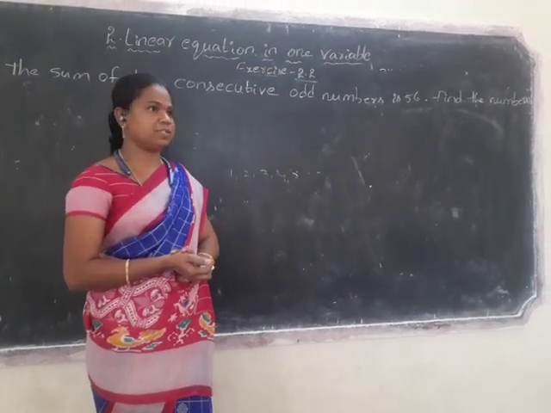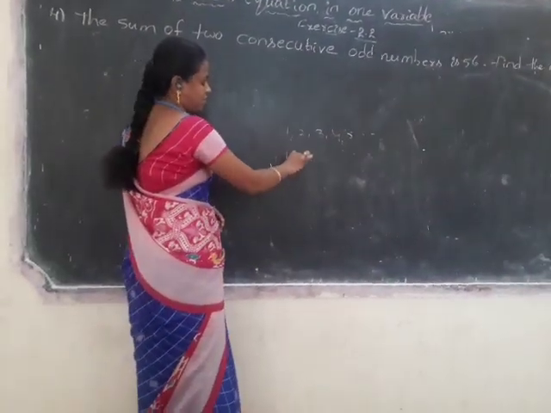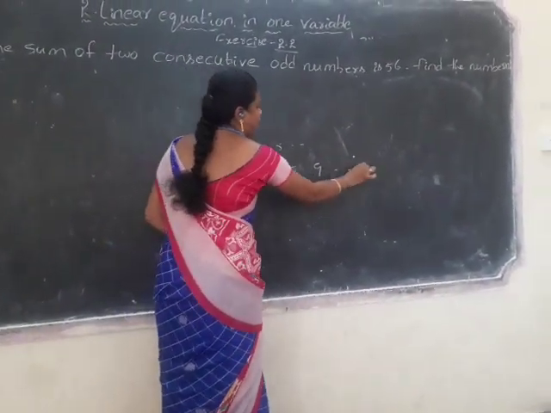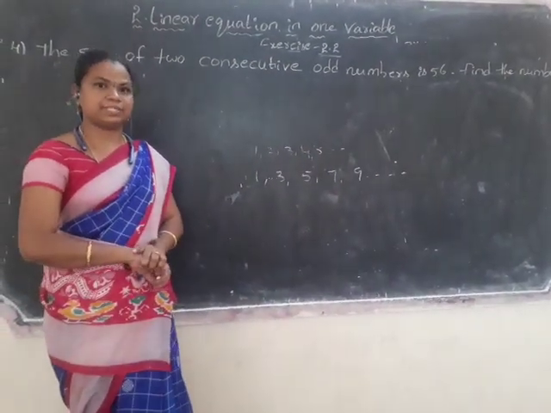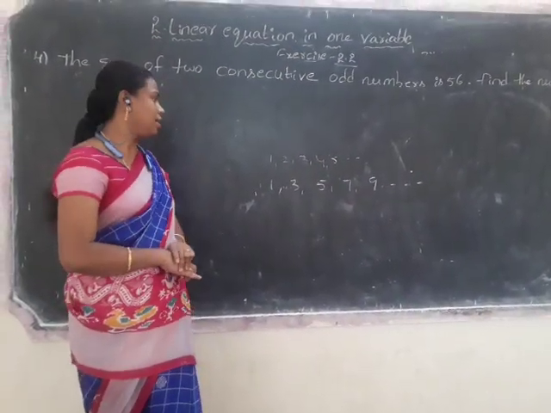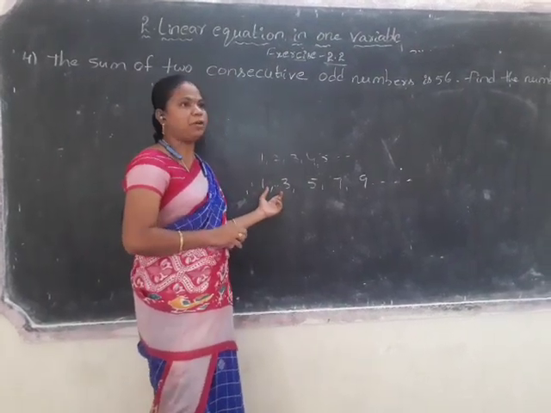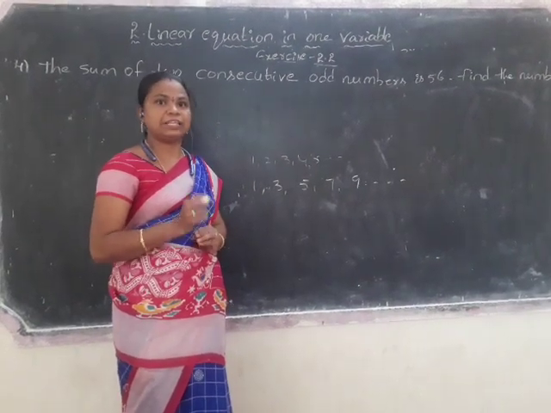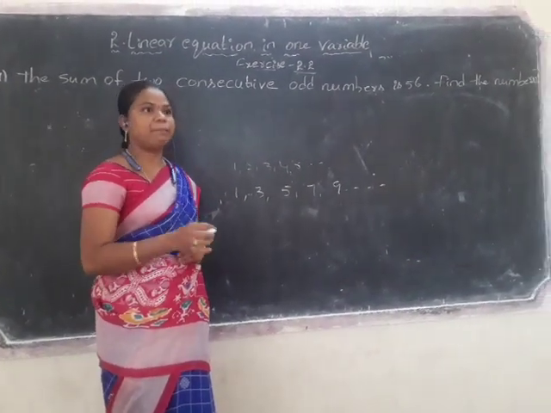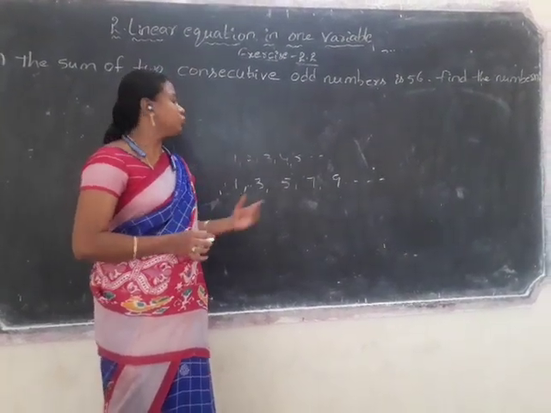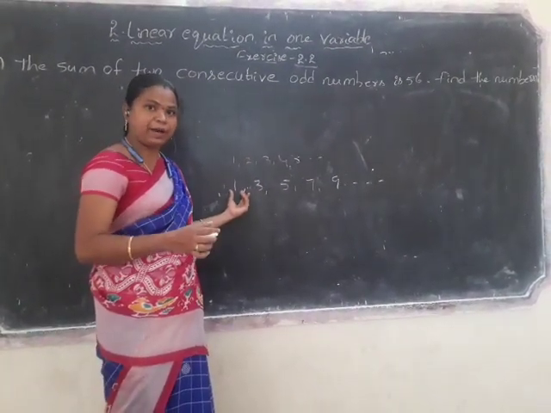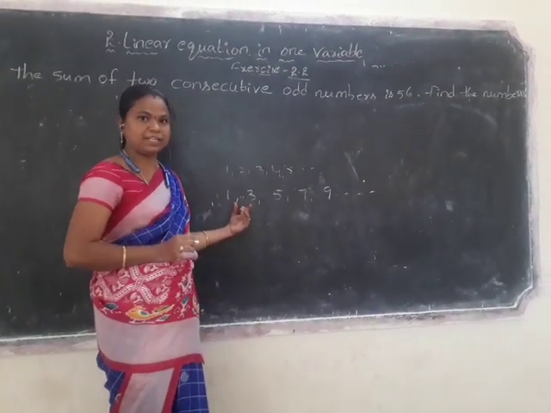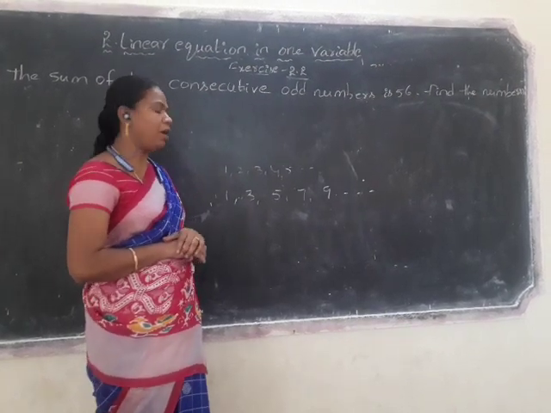The definition of odd numbers. So students, what are odd numbers? 1, 3, 5, 7, 9. Those are odd numbers. So the definition of an odd number: we take any value, we divide that odd value by 2, and we get the remainder 1. Such type of numbers is called odd numbers.